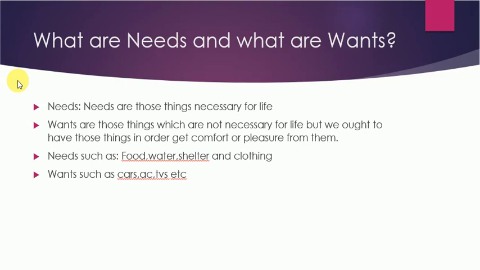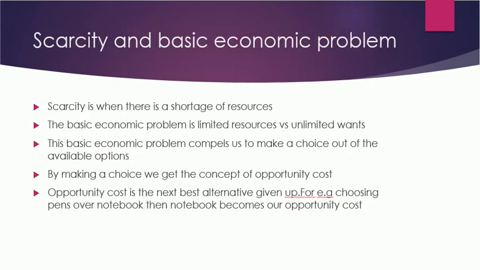On the other hand, wants are those things which are not necessary for life, but we ought to have those things in order to get comfort or pleasure from them. Examples of needs include food, water, shelter and clothing, whereas wants include cars, ACs, TVs and so on.